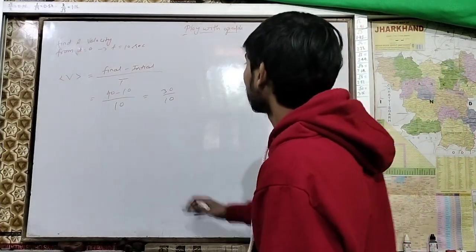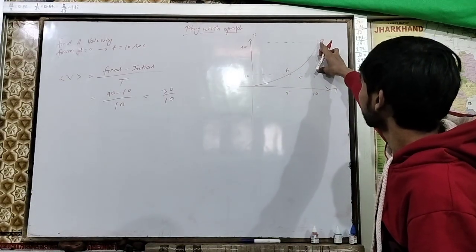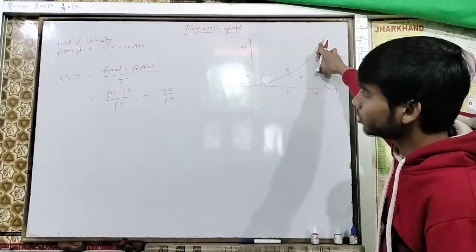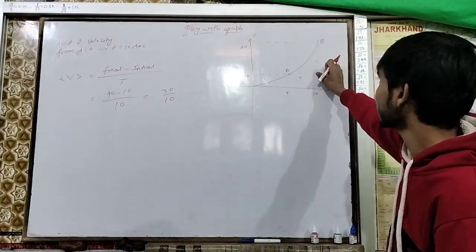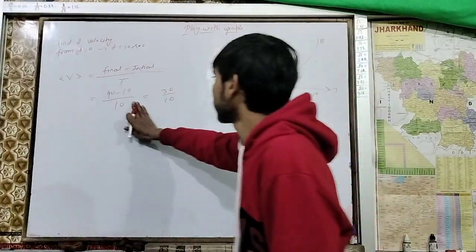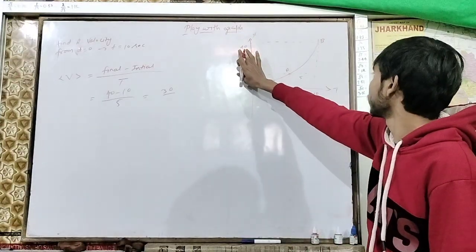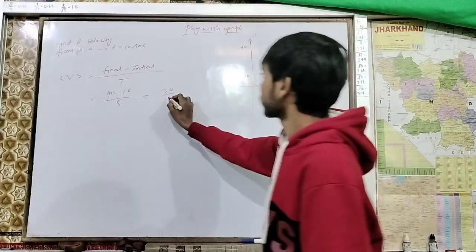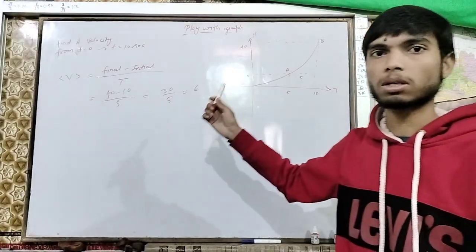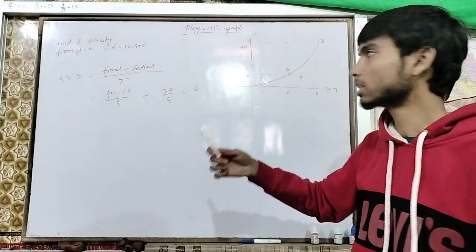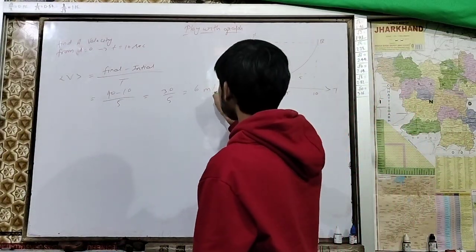So 40 minus 10, this 40 and then minus 10. From the initial time, 0 to 10, but from this 10 to 40 the time is 5. Time is 5 from 10 to 40. So our average velocity will be 6. The meaning of this is 6 meter per second. The average velocity was 6 meter per second.